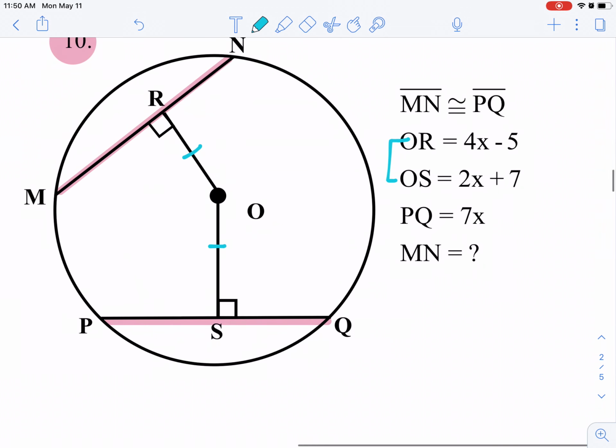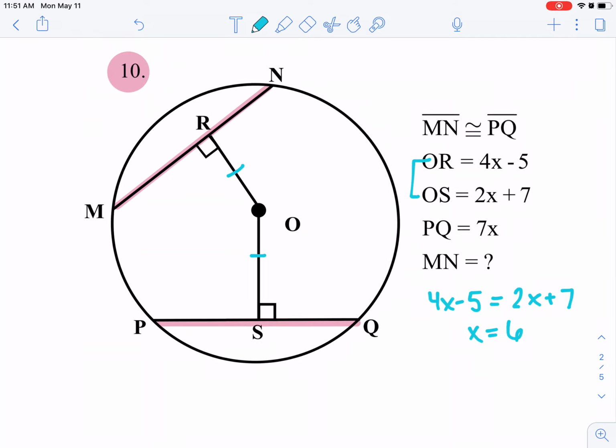So we can set these equal to each other and say 4x minus 5 is equal to 2x plus 7. And solve and get that x equals 6. Now that we know that x is 6, we can plug it in and find the actual length. So they tell us that PQ, this chord here, is 7x, or 7 times 6, which is 42, which brings us right back to the start, that if PQ is 42, well then MN has to be 42.